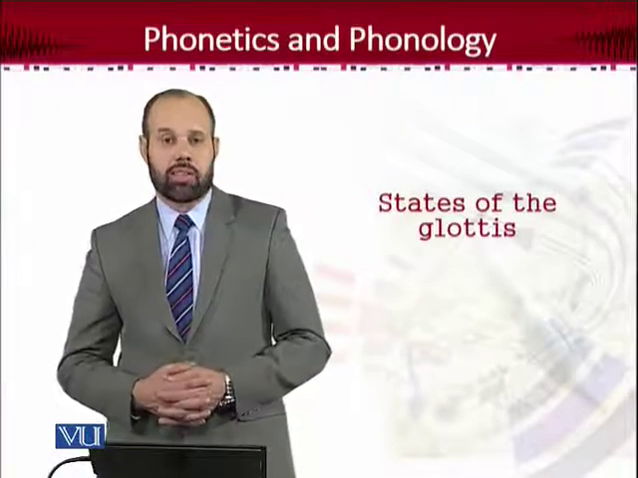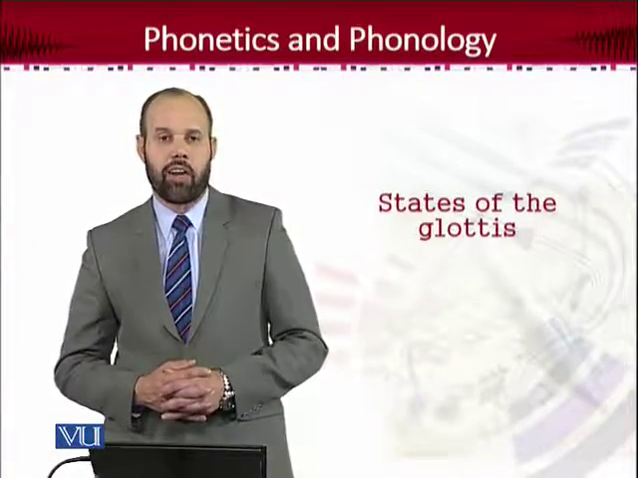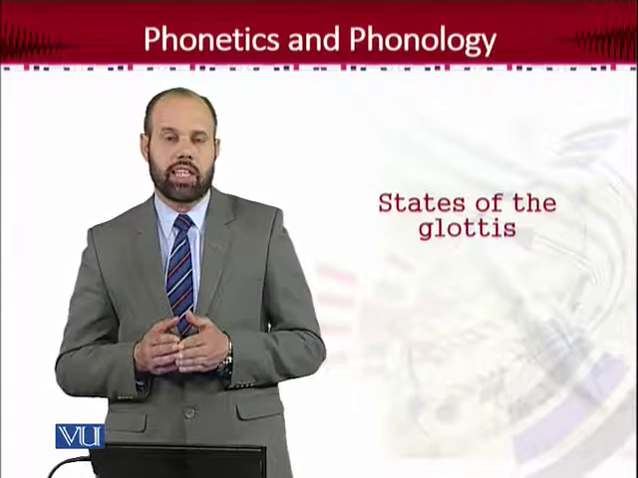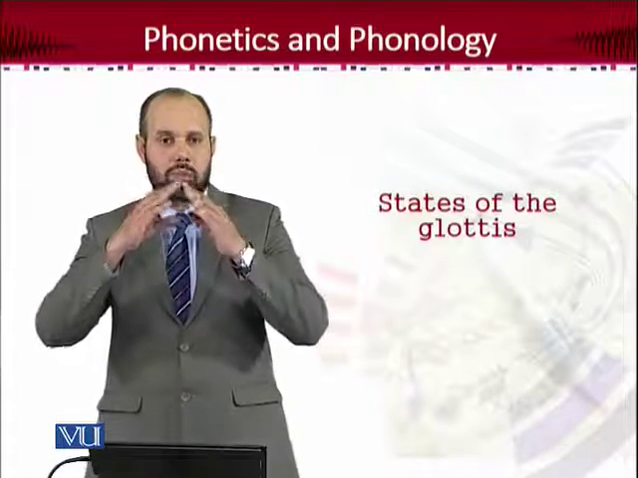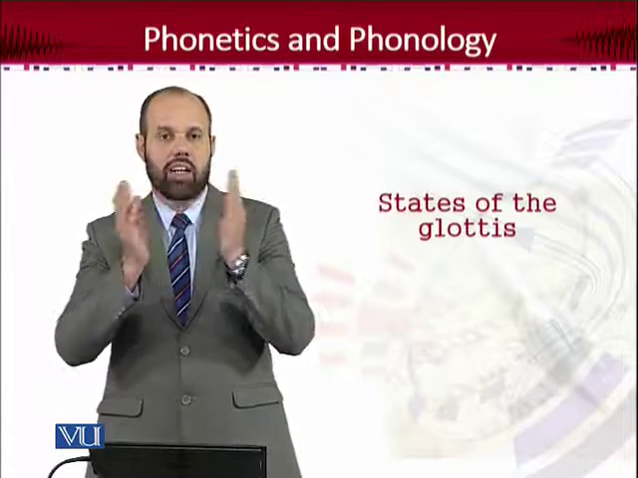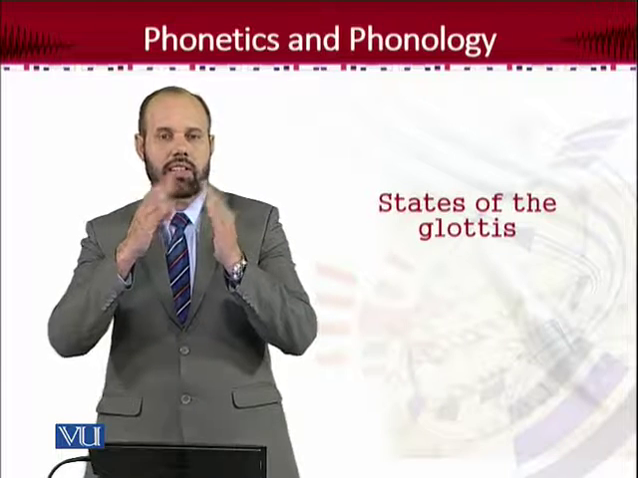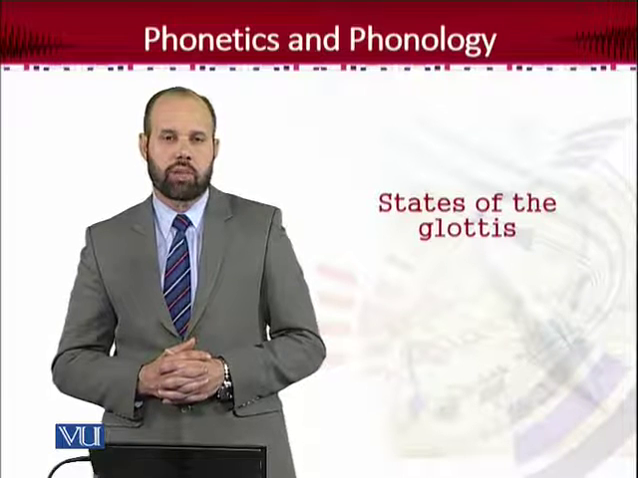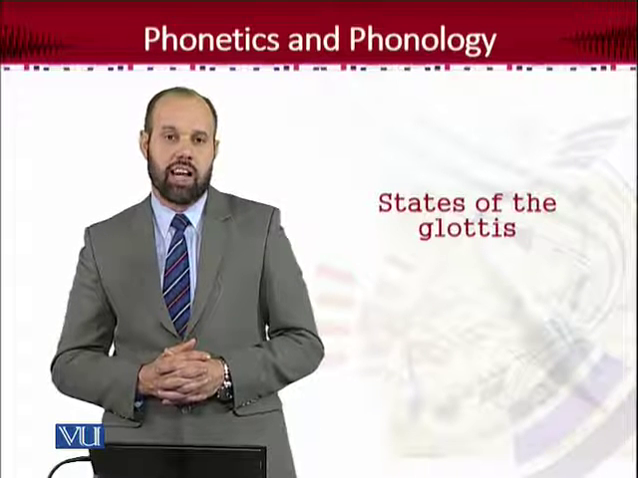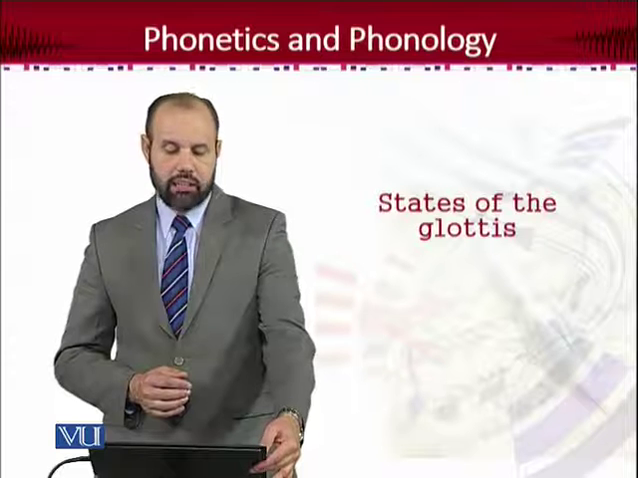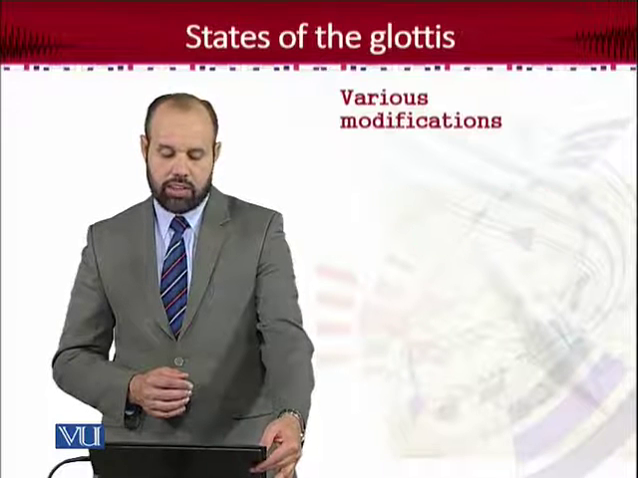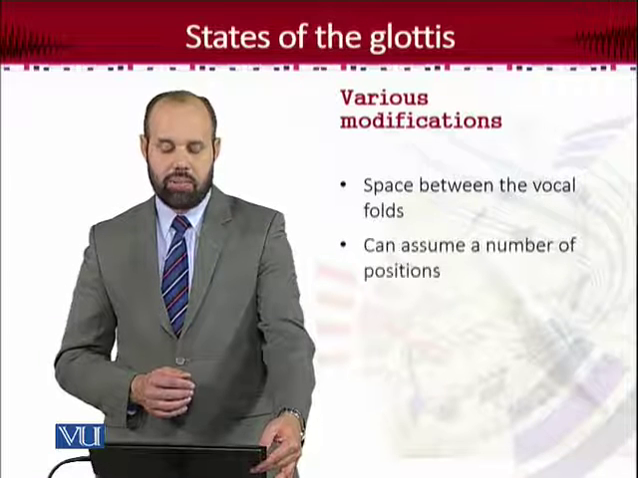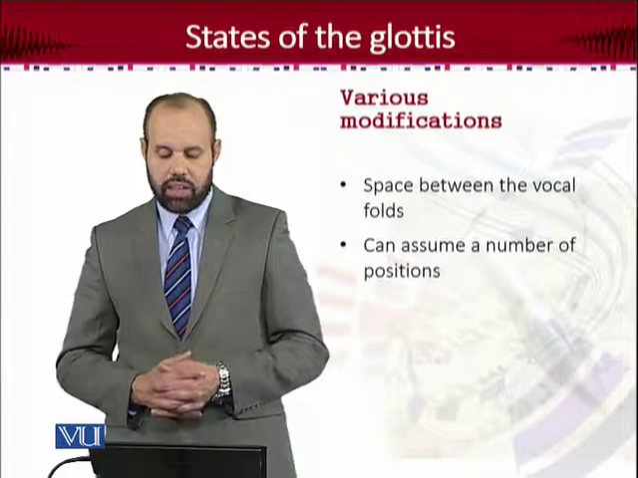States of glottis. That's an important discussion while describing laryngeal activity and phonation. Glottis is basically the space between the vocal folds when they are moving, right? So that space is called glottis. And the status of glottis is an important point for the description of speech sounds. There are mainly four important positions which are discussed. These are modifications, basically, of the laryngeal activity.